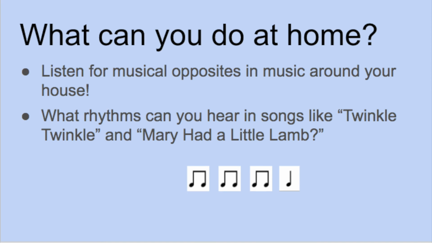Here's what you can do at home. You can listen to music that you hear around the house or maybe in the car. Do you hear any musical opposites? Also, what rhythms do you hear in songs that you might already know, like Twinkle, Twinkle, Little Star, and Mary Had a Little Lamb? We hope you enjoyed today's music lesson, and we'll see you next time.